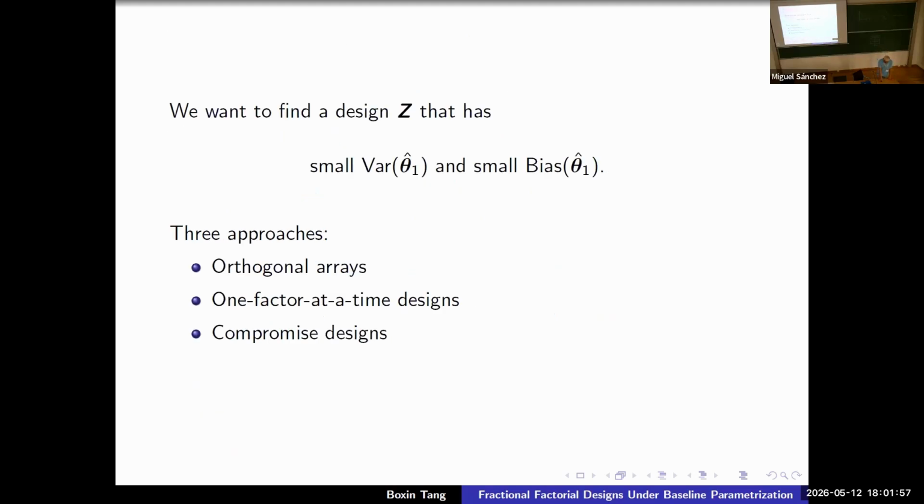Okay, now design. We certainly like to have a design that gives us small variance and also small bias, right? We consider three approaches. One is to use orthogonal arrays. The second class is the so-called one-factor-at-a-time designs. And the third class is compromise designs. We'll discuss all of them one at a time.